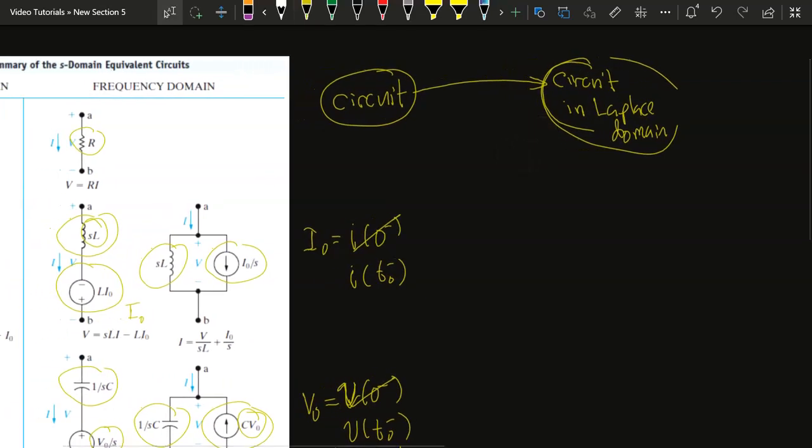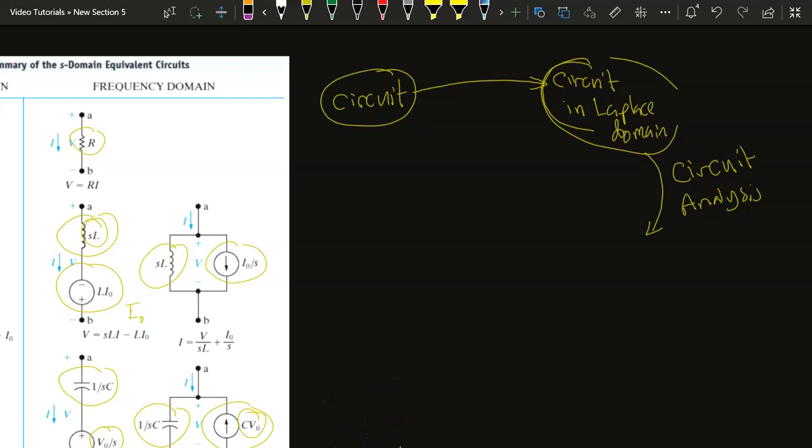Now this is the second step, and then we can do the circuit analysis exactly as we do the regular circuit analysis. We can apply all the circuit analysis techniques that we know, like the node voltage method, or the mesh current method, or KVL or KCL, or whatever. Once you apply the circuit analysis, you can find a solution for I and for V, the voltages and the currents that we want to find.